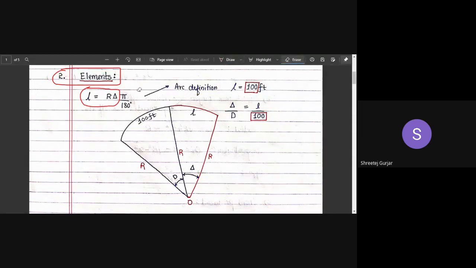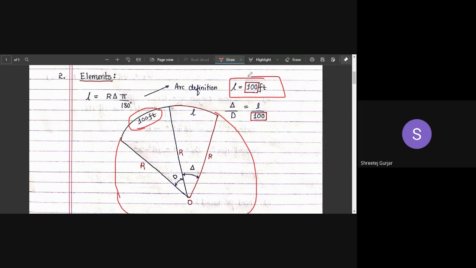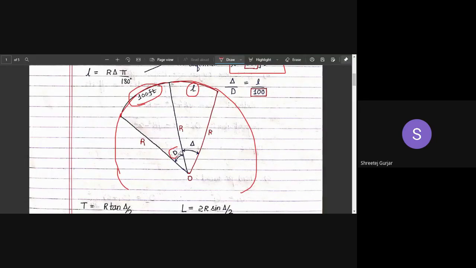100 feet is the length of the arc. You can see it is one circle; both these segments are part of the same circle. One segment is given to us, as the length of the curve is 100 feet. The length of this particular arc is unknown, which I have written as L. The central angle subtended by this 100 feet arc is D, and the central angle subtended by this length of arc L is delta. All of these have the same radius r.